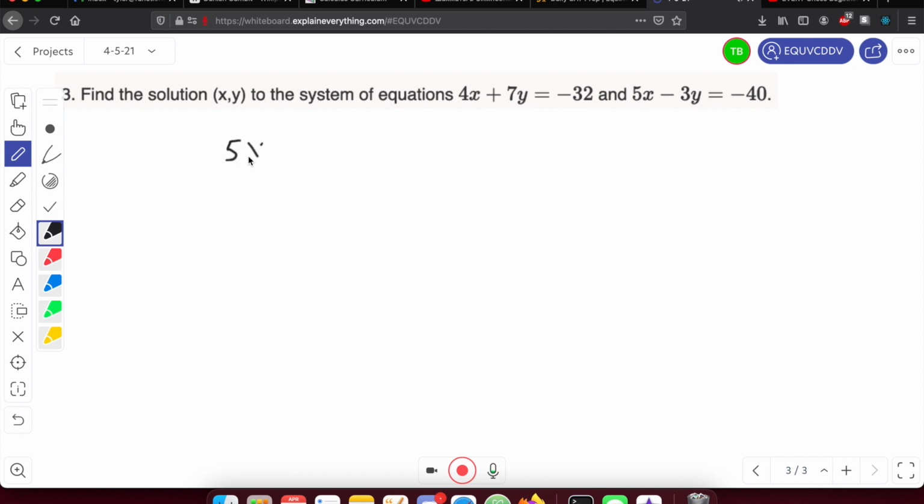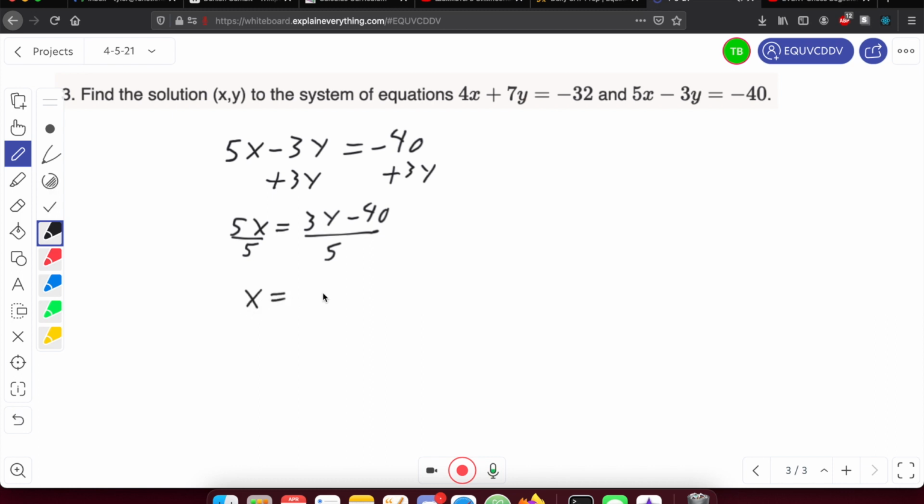We're going to use 5x minus 3y equals negative 40. Now we're going to find this in terms of x. So we're going to add 3y to both sides to get 5x equals 3y minus 40. Now we're going to divide both sides by 5. We'll get x is equal to 3/5 y minus 8. And now we're going to take this value right here, and we're going to substitute it into our other equation.